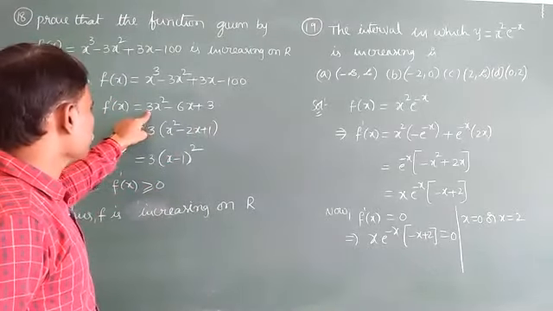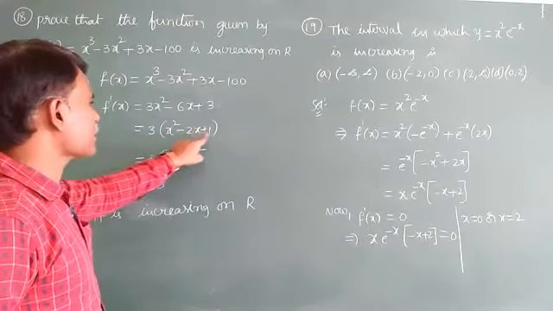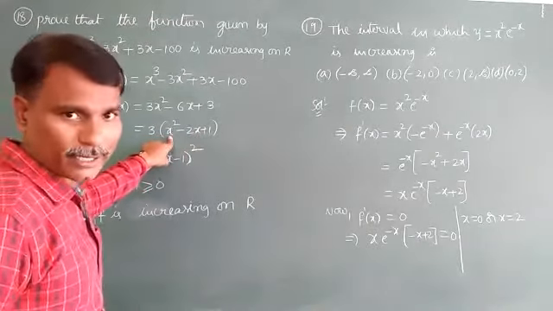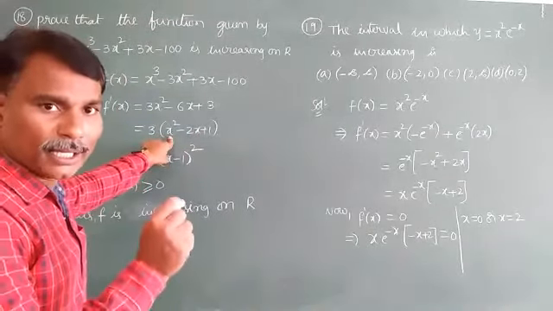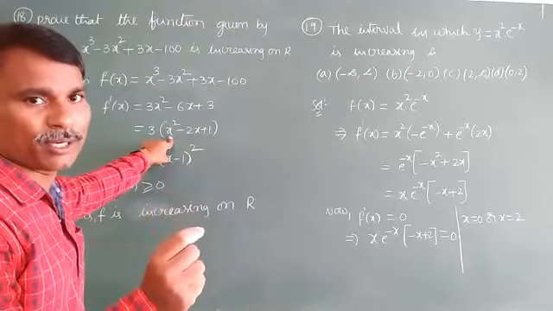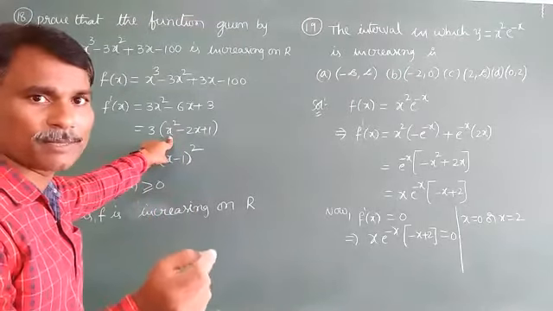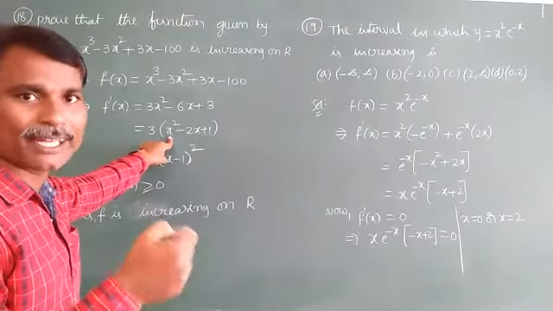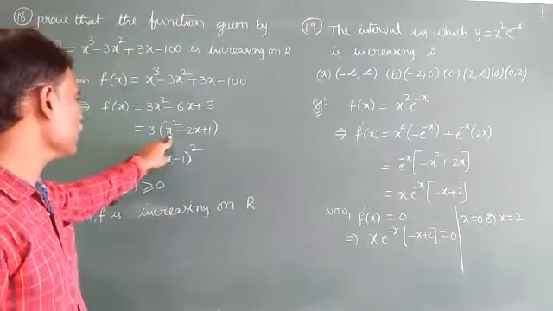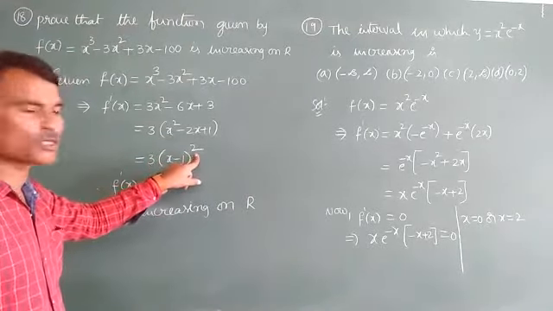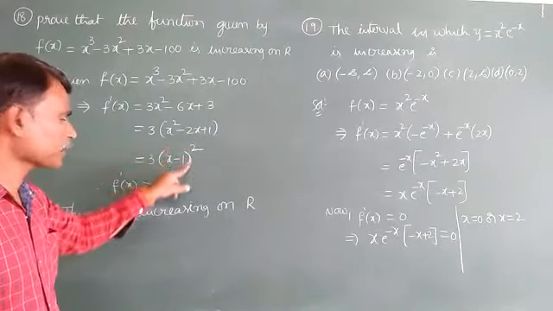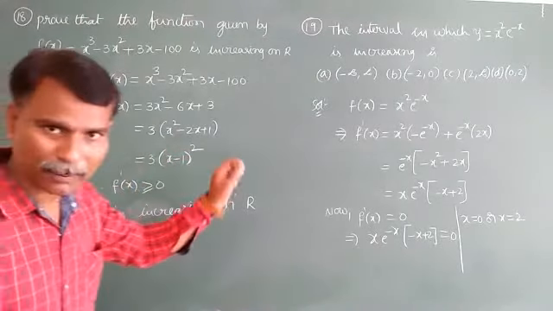Take 3 common from this: 3 into x square minus 2x plus 1. The expression looks like a square minus 2ab plus b square. A square minus 2ab plus b square we can write as a minus b whole square. So 3 into x minus 1 whole square. It is a perfect square. X minus 1 whole square is a perfect square.